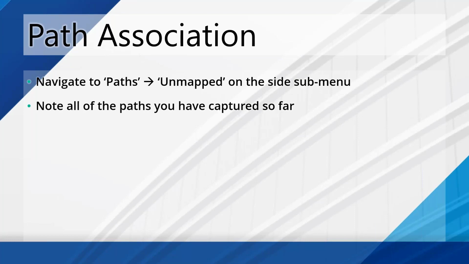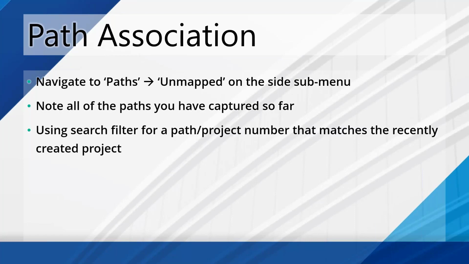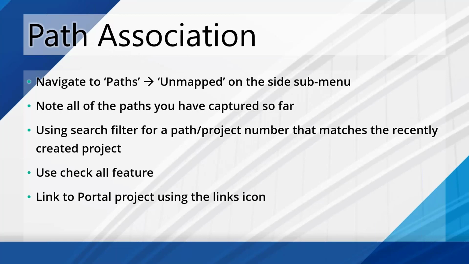And then once we do that, we can see all of the paths that we so far have captured from the PAL system that is currently unallocated to any project. It's just in the sort of blank group, the general bucket. We can use search filtering within that project path area and find any projects that match any of the recent projects that were created, and we can then check and associate those with an appropriate project. So we can use the check all feature or check some feature, and then we can link those to a portal created logical project using the little links icon that we'll get to next.